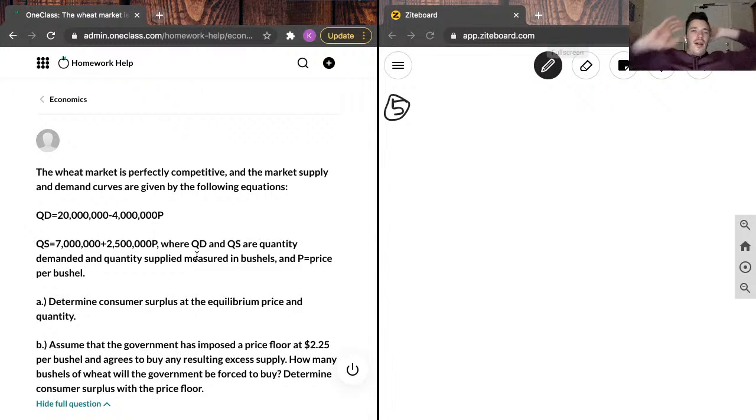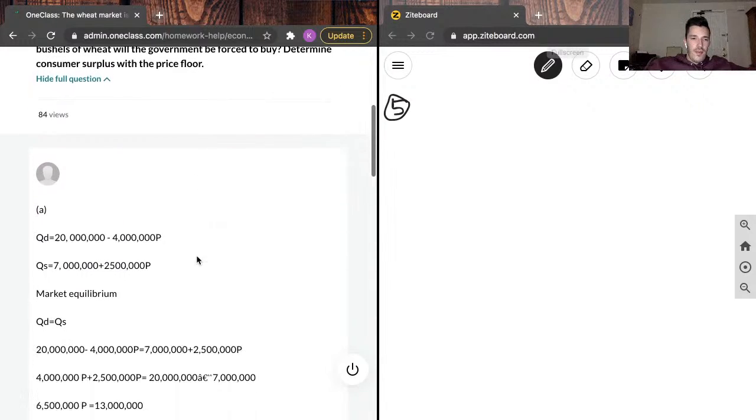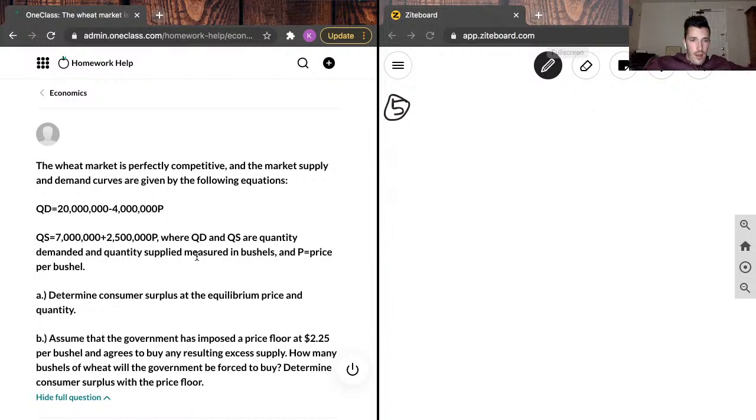Number 9 reads, the wheat market is perfectly competitive, and the market supply and demand curves are given by the following equations. Quantity demanded is going to equal 20 million minus 4 million P, and quantity supplied is going to equal 7 million plus 2.5 million P, where QD and QS are quantity demanded and quantity supplied measured in bushels, and P equals price per bushel. So we've essentially got the same first step and second step as the question we just did. But the reason I picked this question is to show how a price floor affects things.